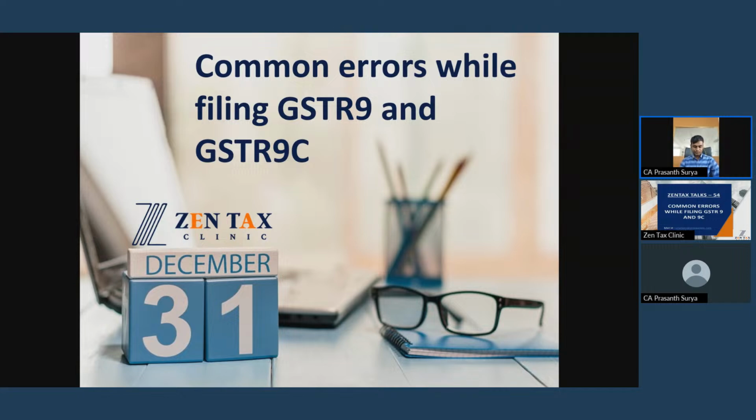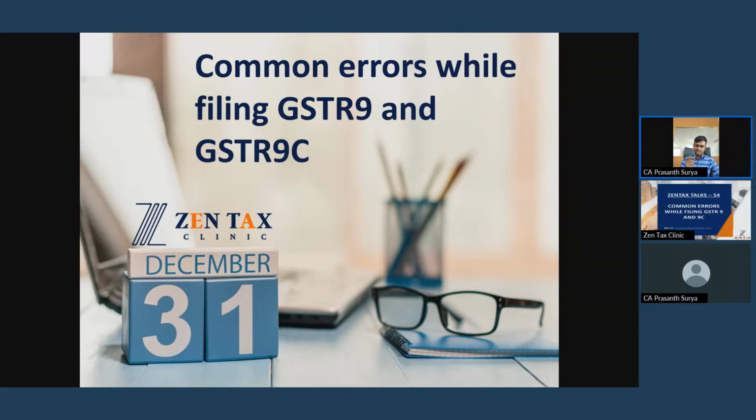So the main topic with respect to year-end is filing GSTR9 and 9C correctly without getting the department's attention. I am sure the majority of you have almost completed GSTR9 and 9C and are on the verge of filing. Today, we'll discuss the points we should double check before proceeding to file.